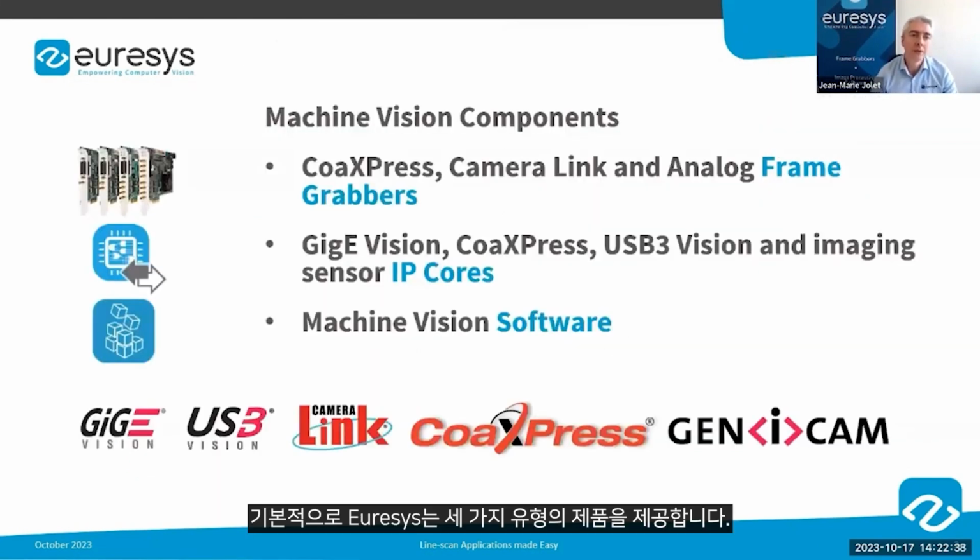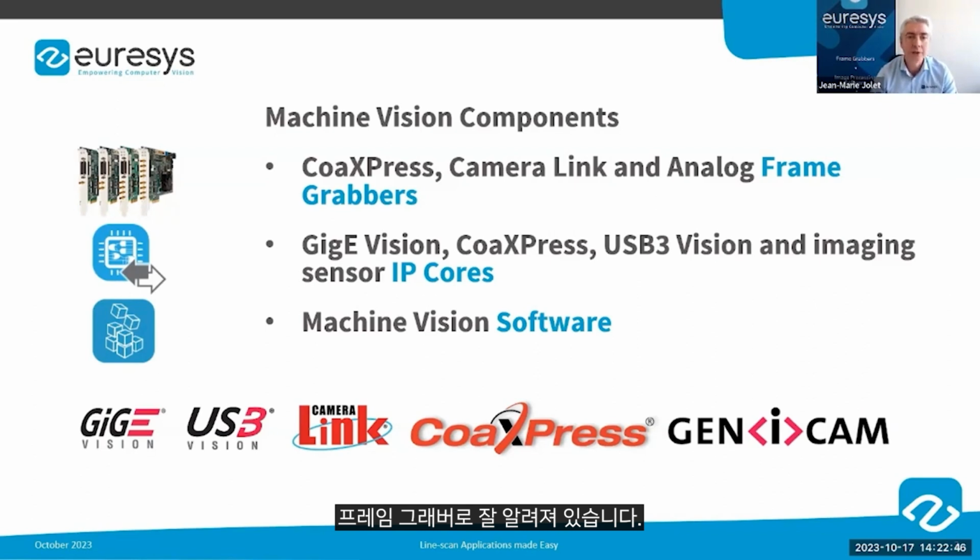At Euresys, we offer three types of products. We are, of course, very well known for our frame grabbers that have been used in the vision industry for more than 30 years now. In addition to frame grabbers, we also develop and produce IP cores for various interface standards and imaging sensors. We also provide a complete range of machine vision software libraries known as inVision. Those libraries are dedicated to the development of 2D, 3D, or even deep learning-based applications.